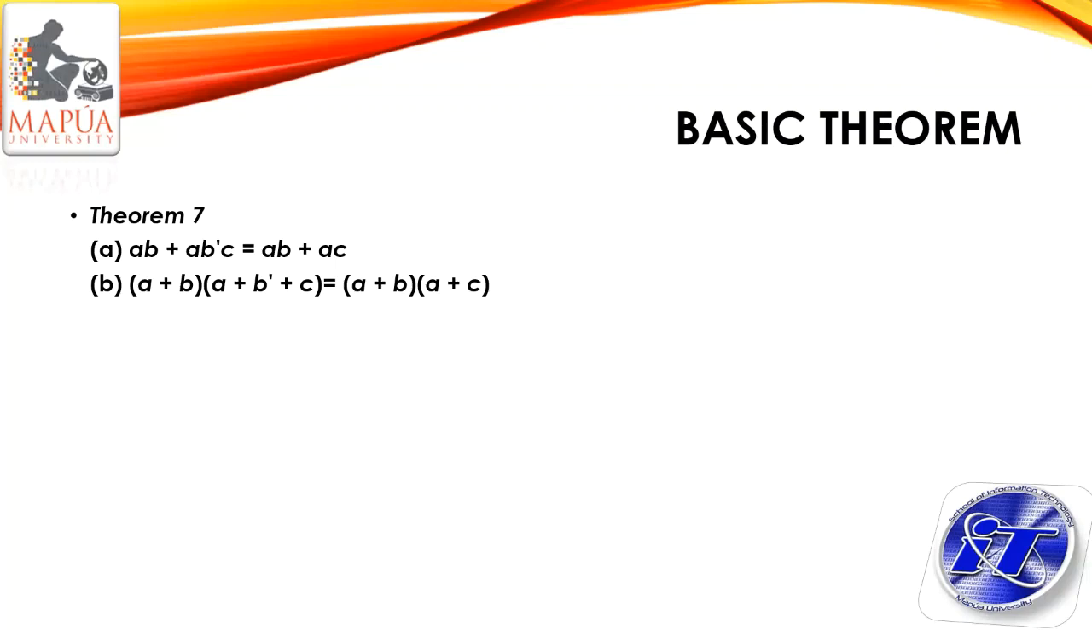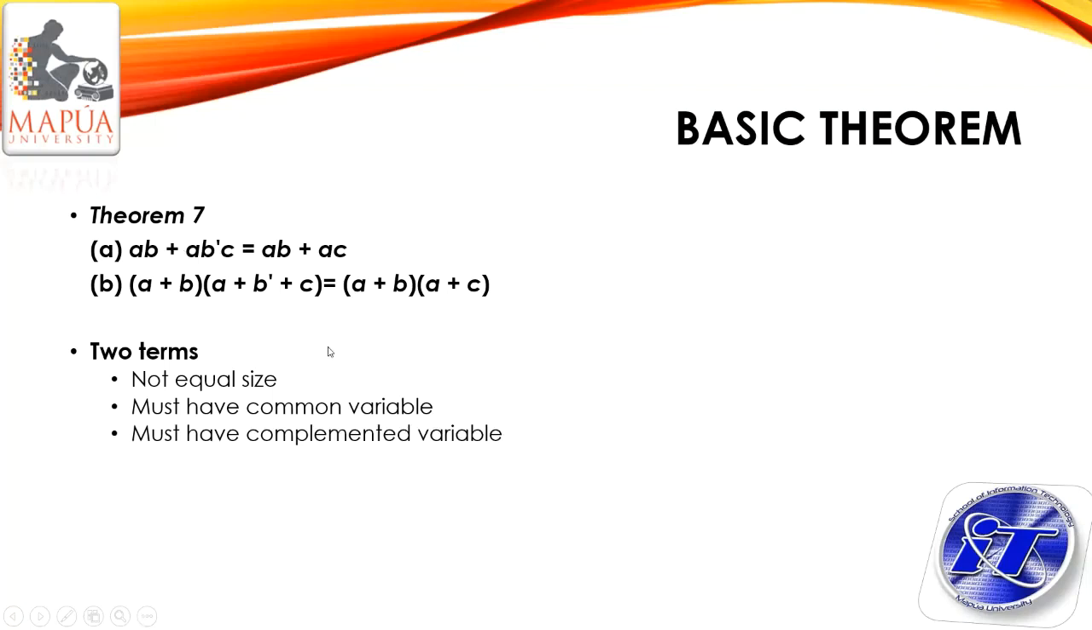So how do we determine if theorem 7 could be implemented in simplifying our equation? First, we are dealing with two terms. Second, not equal size. We have two variables and three variables, and they must have a common variable, which is A. And there's a complemented variable, B and B naught. If we have this criteria, therefore theorem number 7 could be implemented. So let's have an example.